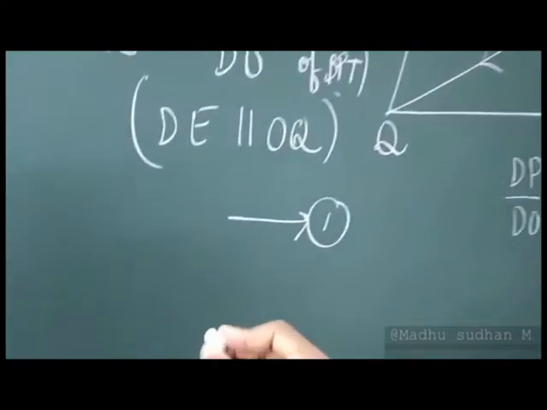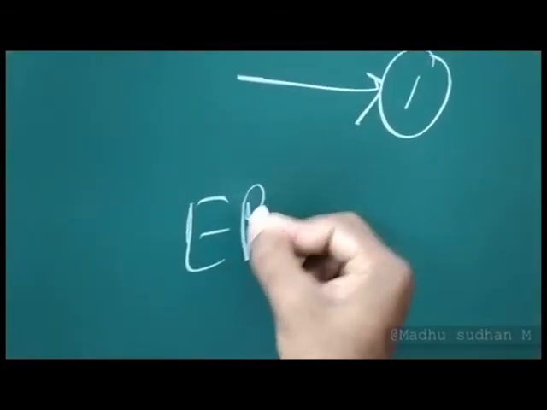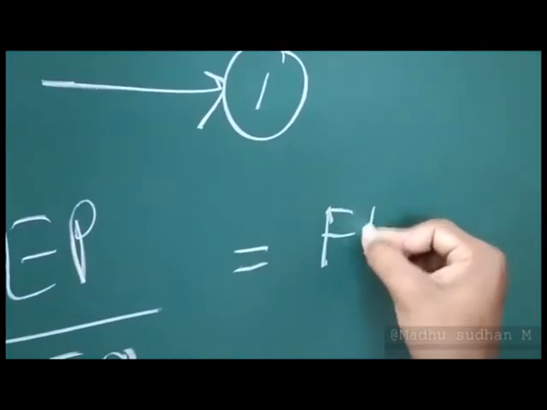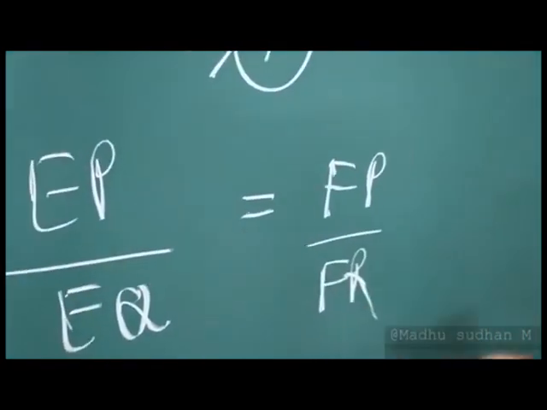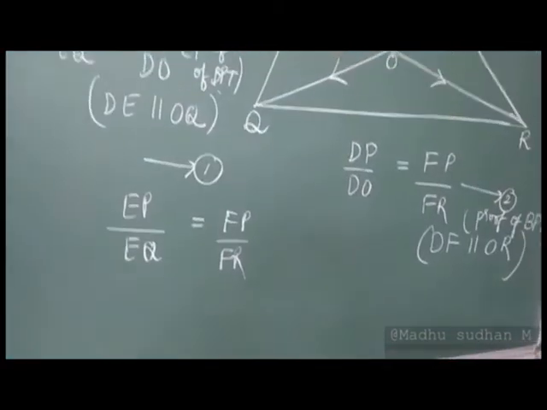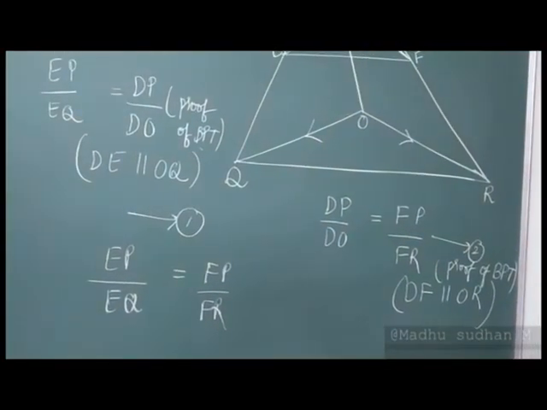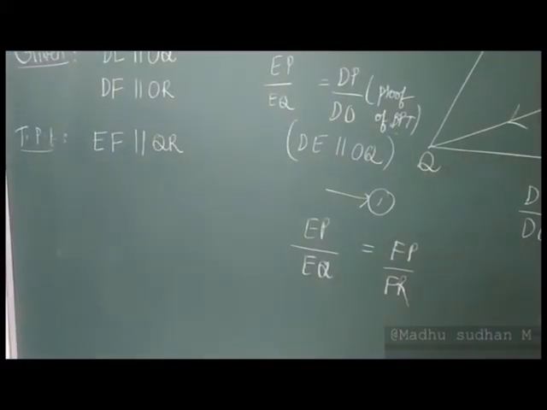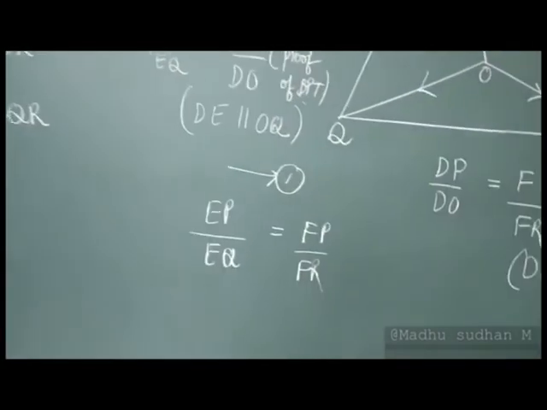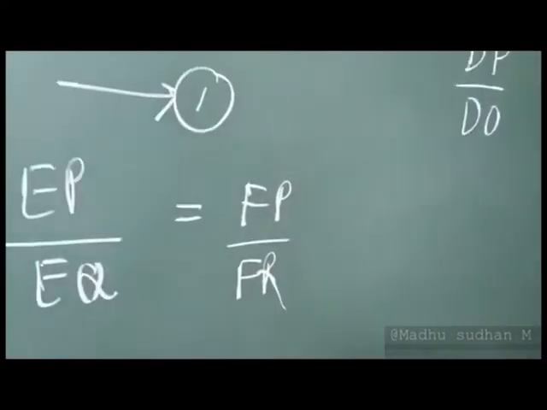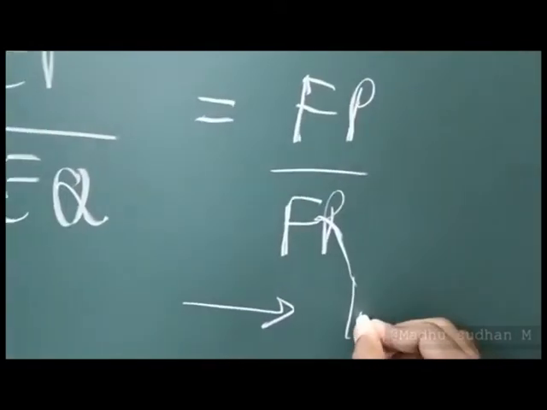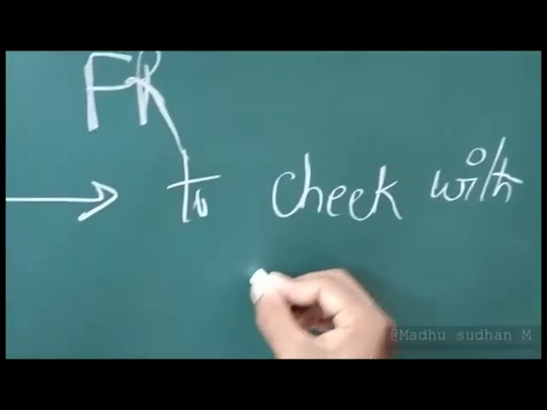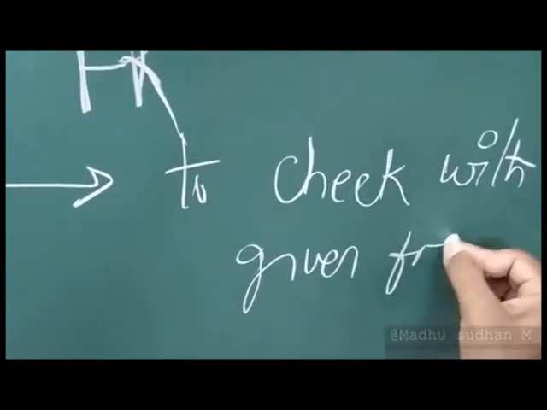Now we can equate EP by EQ and FP by FR there. So we can equate this EP by EQ, right? EP by EQ, which is equal to FP by FR. Check that, children. EP by EQ equals FP by FR. So do we require the same thing there? To be proved, EF is parallel to QR. Okay. So with this condition, let us check from the diagram. Now checking this condition, to check with the given figure.